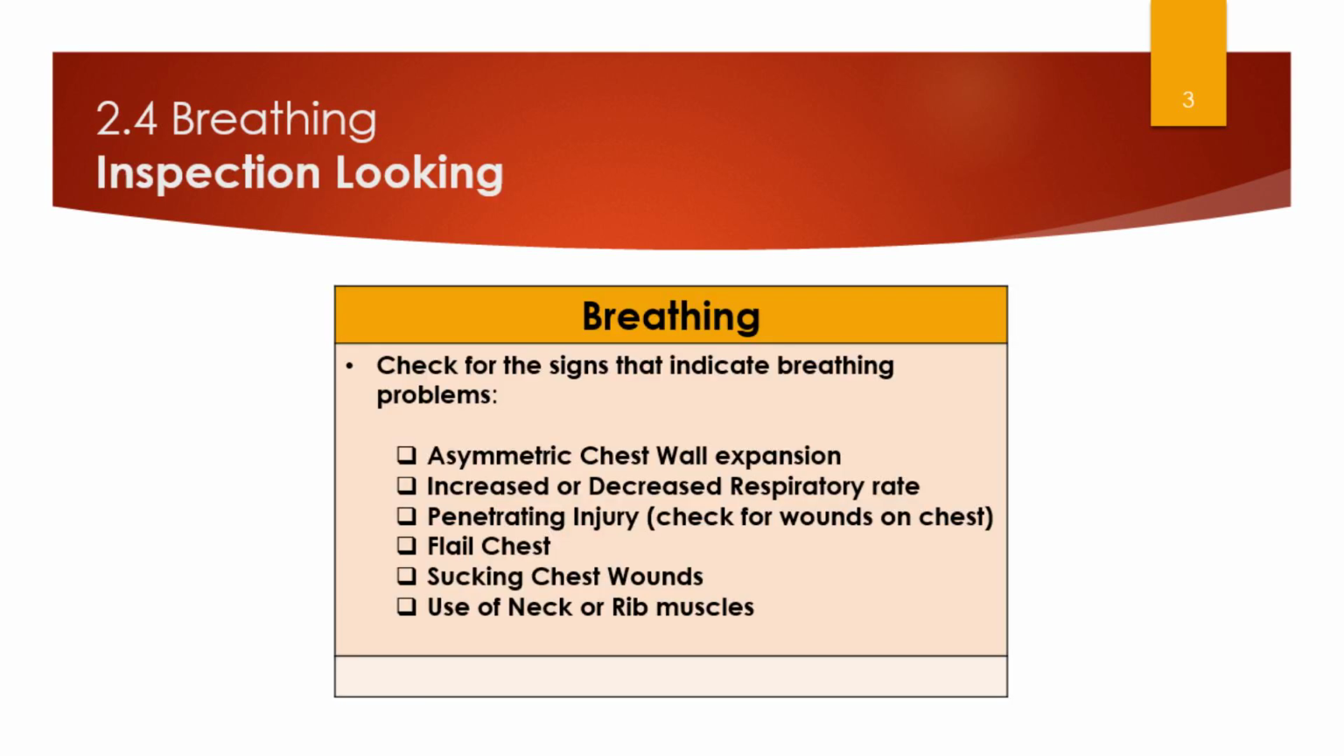To assess breathing, follow the standard approach: inspect, auscultate, and palpate. During inspection, look for normal breathing patterns, including symmetrical chest expansion with each breath. In trauma patients, asymmetrical chest expansion suggests respiratory issues requiring attention. If you notice a decreased or increased respiration rate, or if there's a penetrating injury from the chest up to the neck, inspect for signs such as flail chest or sucking chest wounds. Additionally, observe for the use of neck or respiratory muscles to breathe.